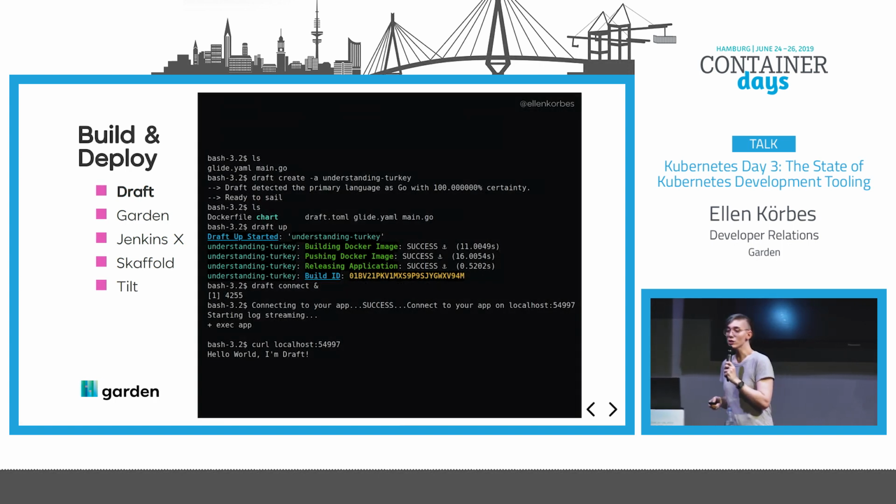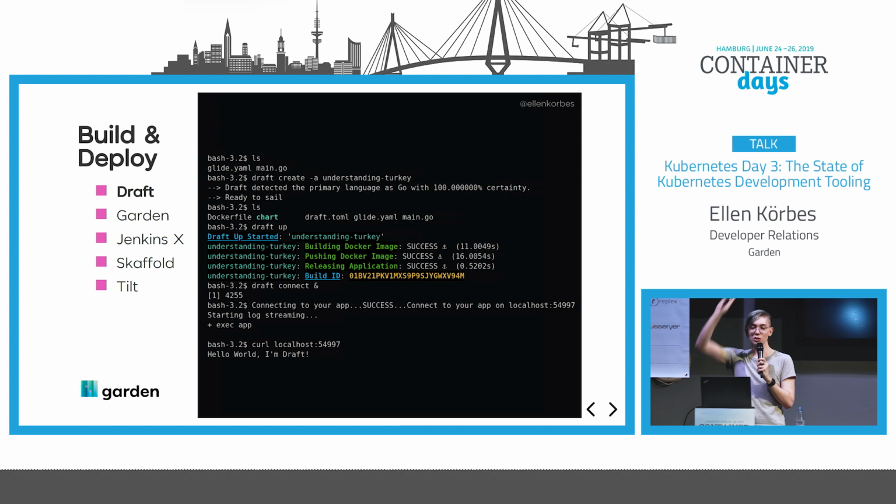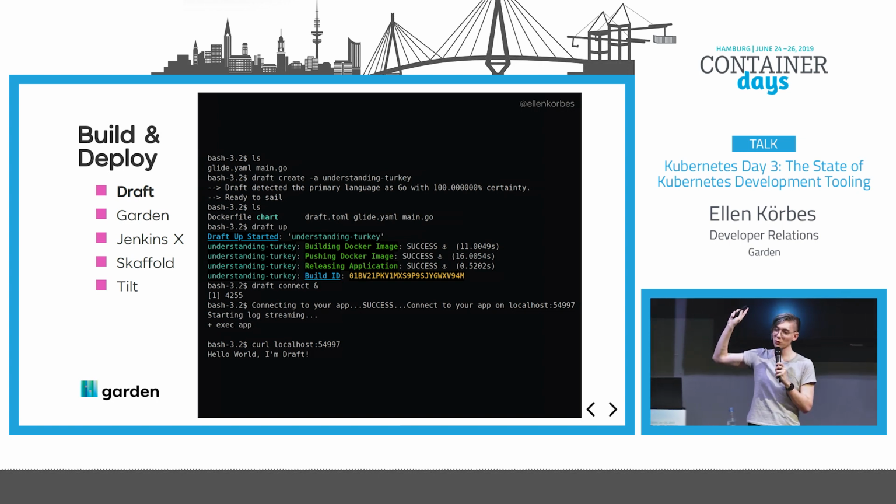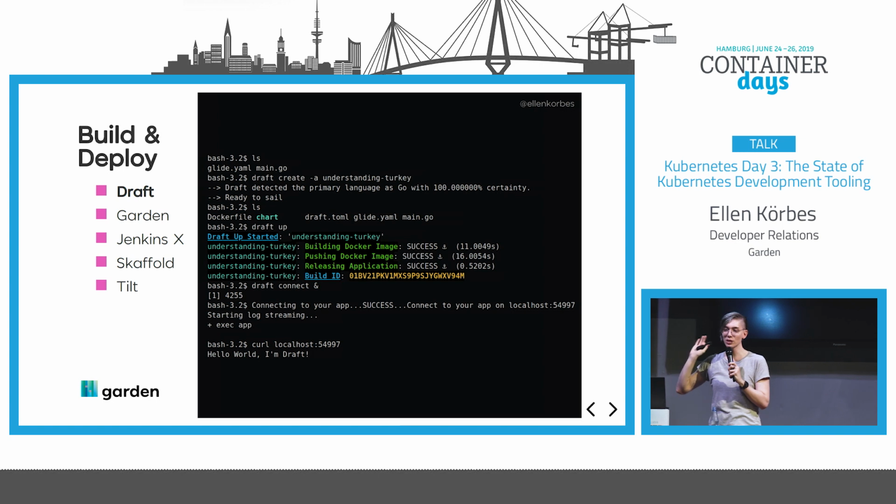Oh, wait. So here's a screenshot of draft. At the top, I have just a few files. Then I do draft create. It generates a bunch of config for me. I do draft up. It builds the stuff, puts it in my cluster. Now it's all up and running. And then draft connect, and I can make use of that thing that's now running.